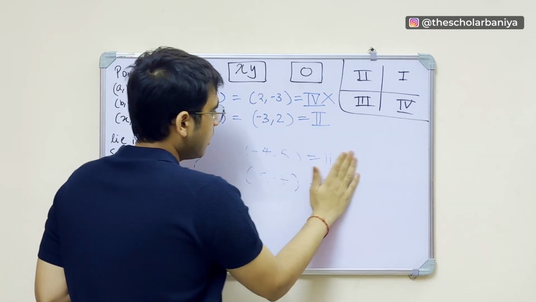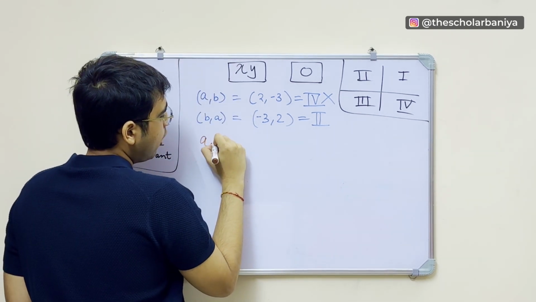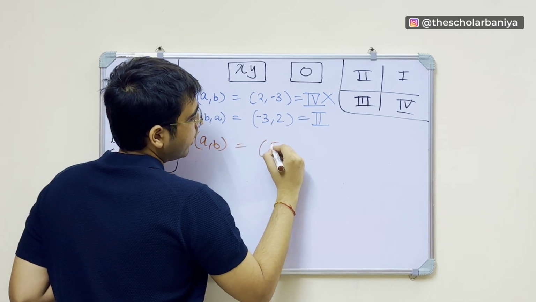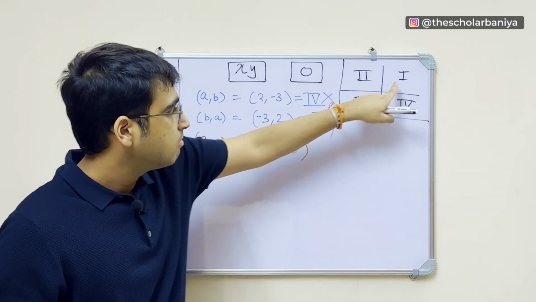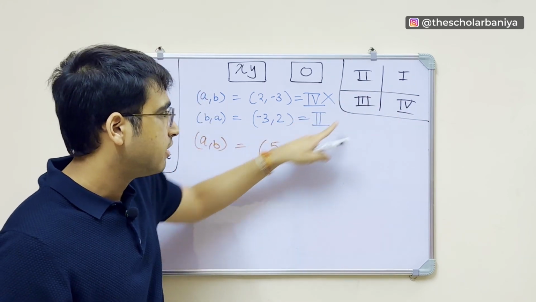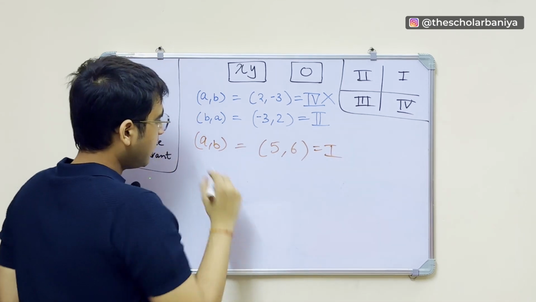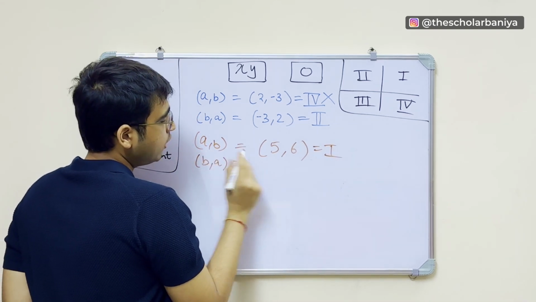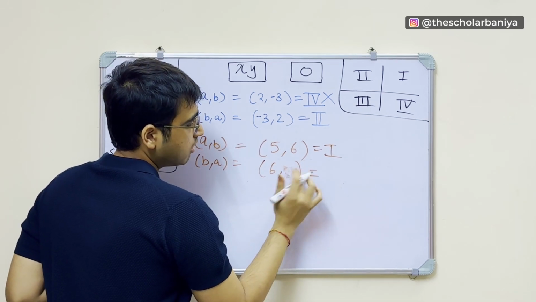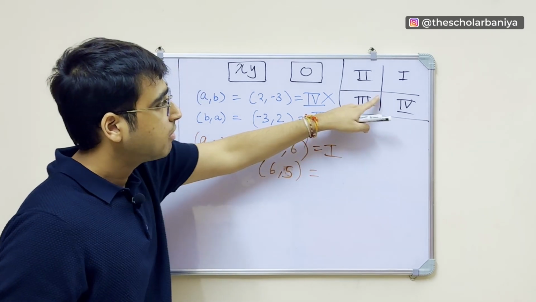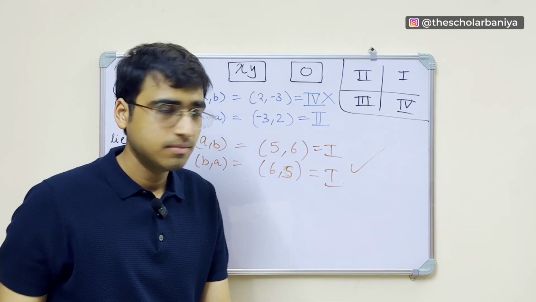Okay. Now, for example, let's suppose (a, b) is equal to (5, 6), right? So (5, 6) is what? It is the first quadrant because both are positive. So this lies in the first quadrant, right? Now tell me (b, a). (b, a) will be (6, 5), right? And (6, 5) also lies in the first quadrant, right? So this case is absolutely fine, right?